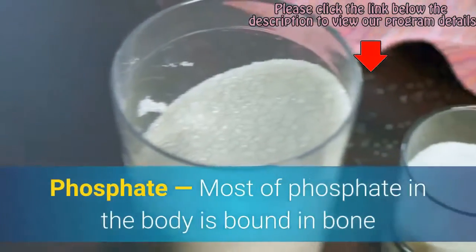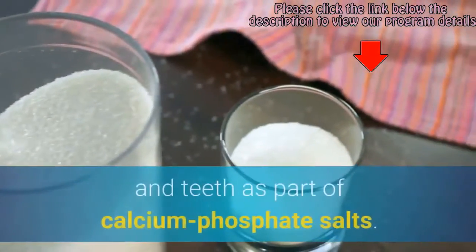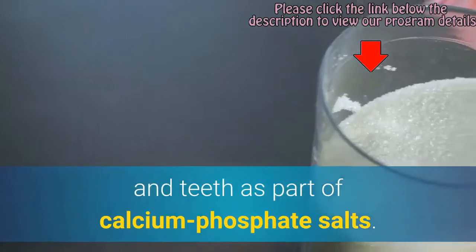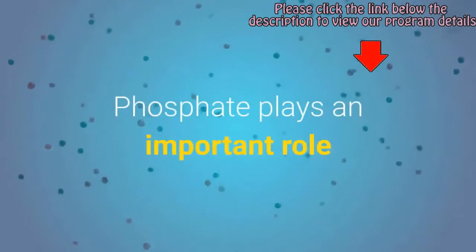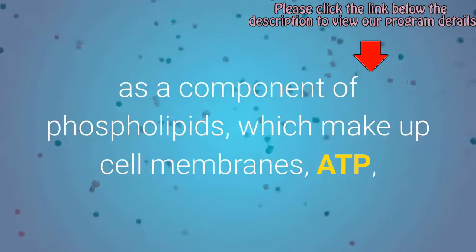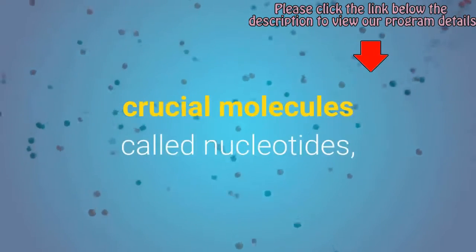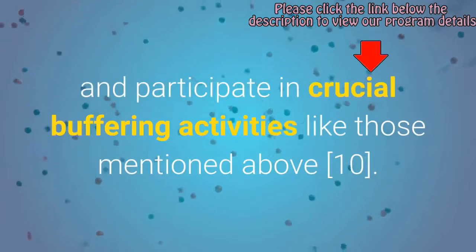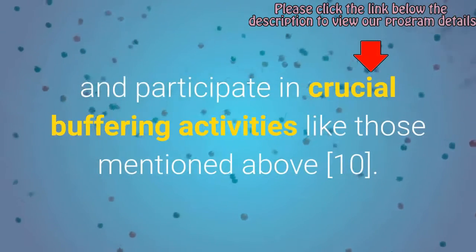9. Phosphate. Most of the phosphate in the body is bound in bone and teeth as part of calcium phosphate salts. Phosphate plays an important role as a component of phospholipids, which make up cell membranes, ATP, and crucial molecules called nucleotides, and participates in crucial buffering activities like those mentioned above.